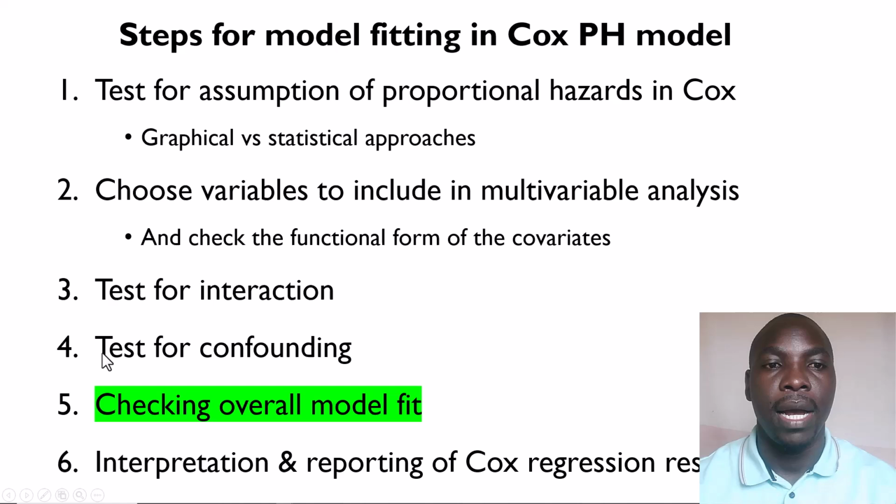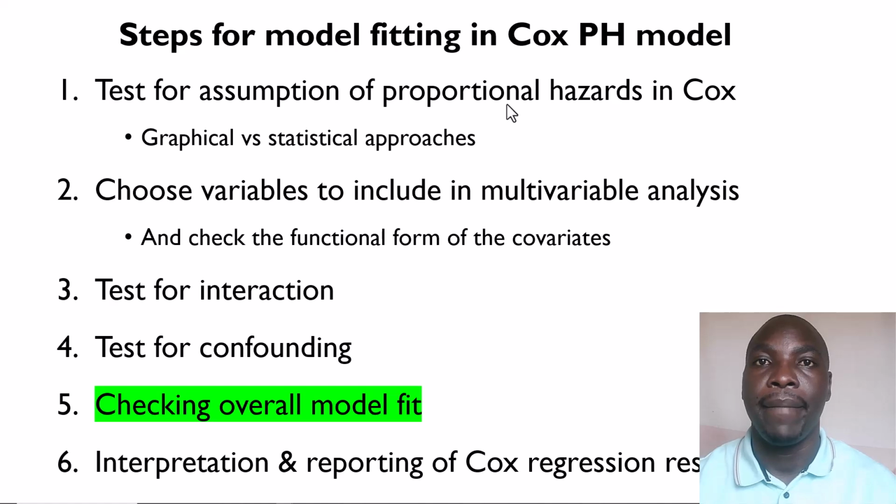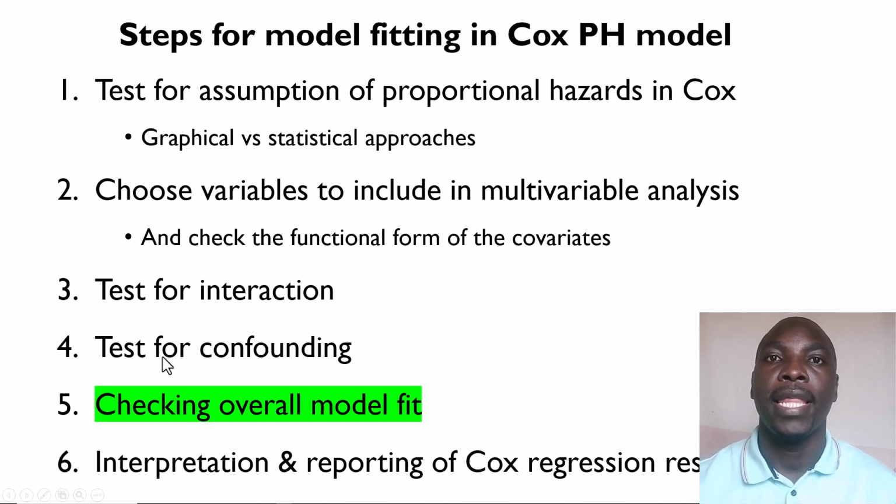If you want to know how to test for confounding, interaction, choosing models, and checking for assumptions of Cox, we have previous episodes. We have those under binary logistic regression, that is step 2 up to 4, where the principles are the same even for the Cox model.